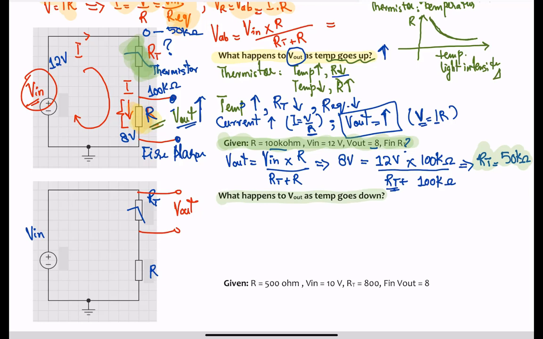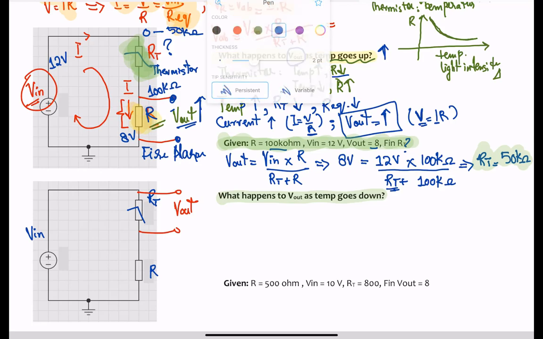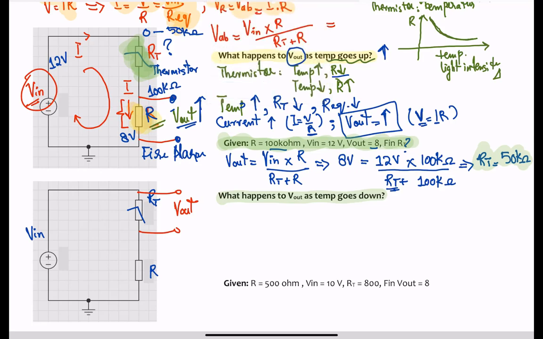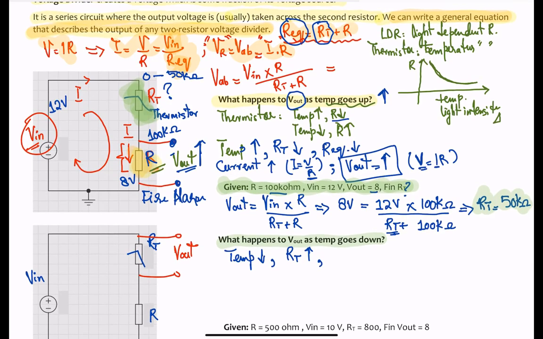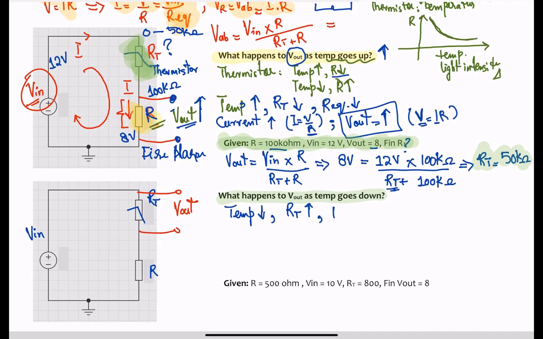Here it was different. The temperature was going up. Here we are going to consider what happens to V out if the temperature goes down. So let's see what's going to happen if the temperature goes down. That means the resistance of the thermistor goes up. When the thermistor resistance goes up, the equivalent resistance is going to go up too.